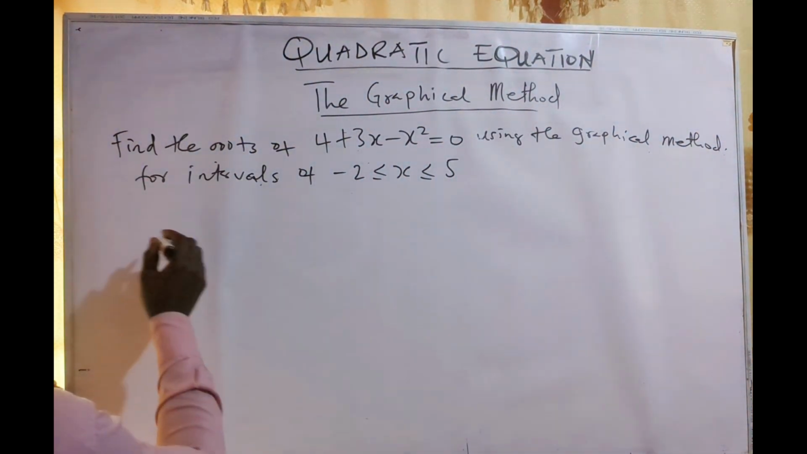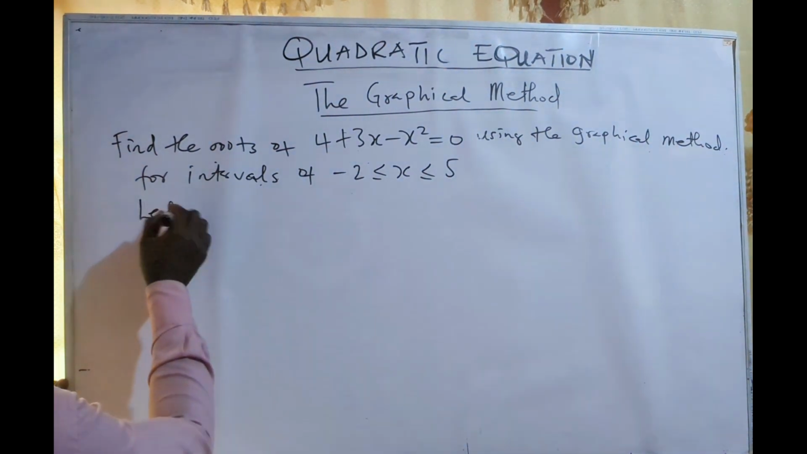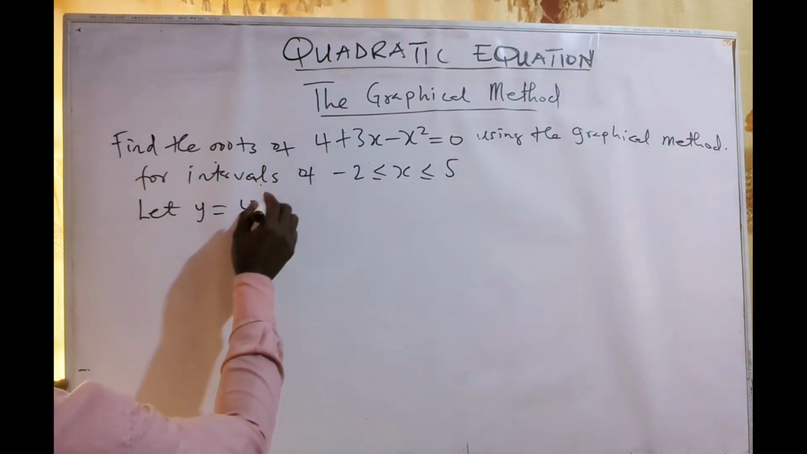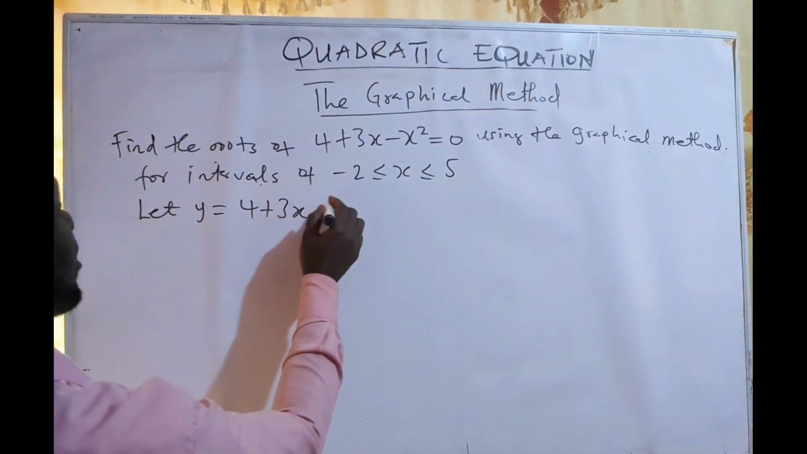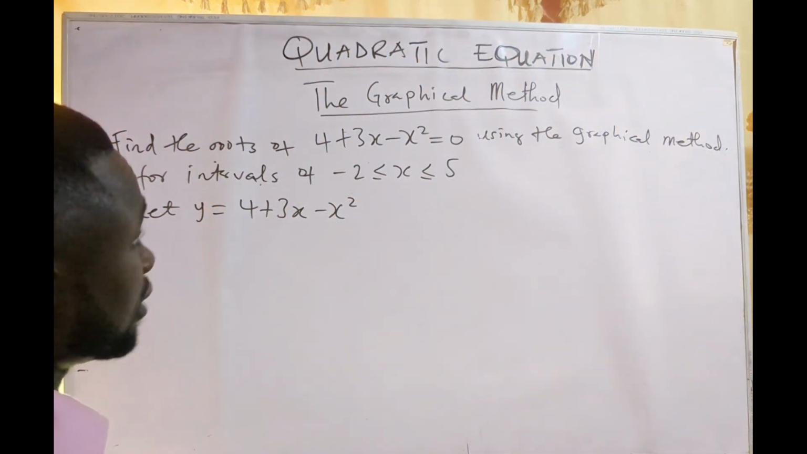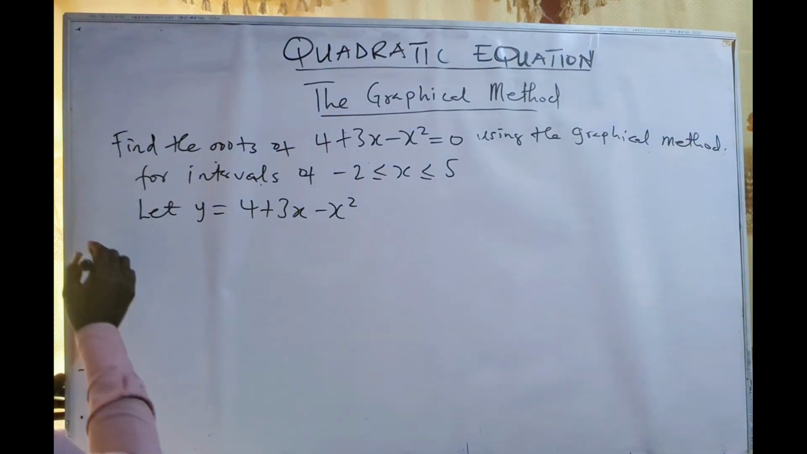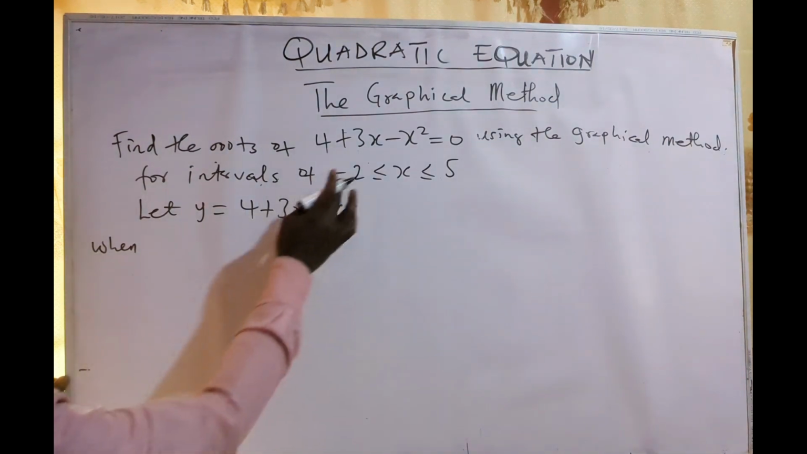Okay, so first of all, we say let y be equal to 4 plus 3x minus x squared. Here the coefficient of x squared is negative, so we are going to get a maximum curve. And what is the interval of x? It starts from -2 to 5.